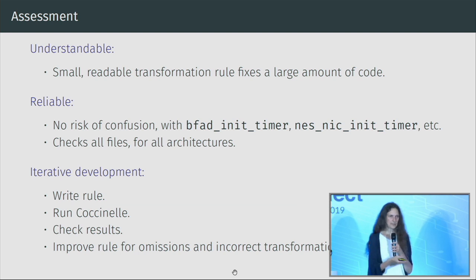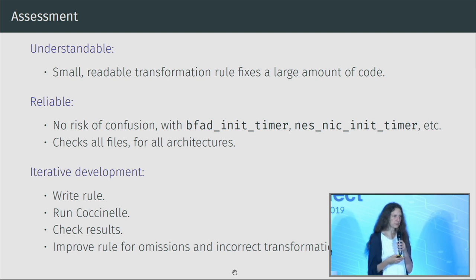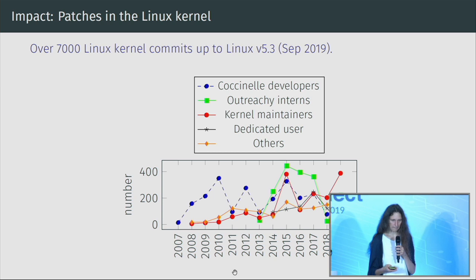There are actually some Coccinelle rules in the Linux kernel that have been designed to have as low a rate as possible of false positives, that is, doing the wrong thing, and a low rate of false negatives, that is, missing things. But if you want to use the tool just for yourself, you could just write your rule and iterate over it until it does as much as you want it to do, and then move on with your life. There's no need for it to be perfect in some sense.